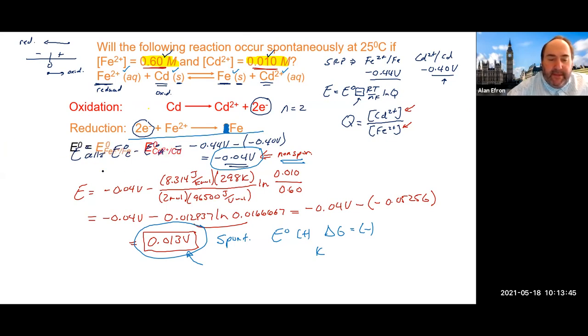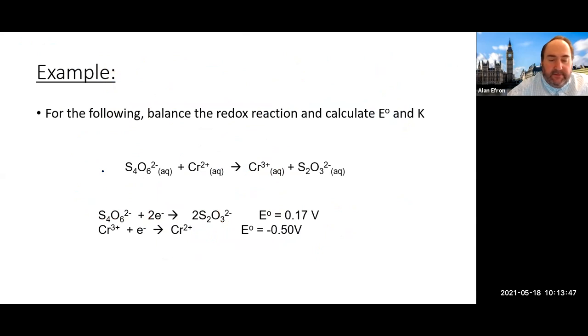Okay, then why don't we try another one here? For the following, balance the redox reaction from the half reactions. Basically make sure all the electrons cancel and all that good stuff. And calculate E naught and the equilibrium constant. So see what you come up with in this case. We have several things here. We want to balance the 2 half reactions to get the overall reaction. We also want to find the E of the cell and the equilibrium constant.